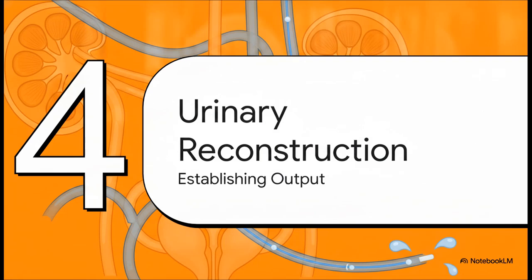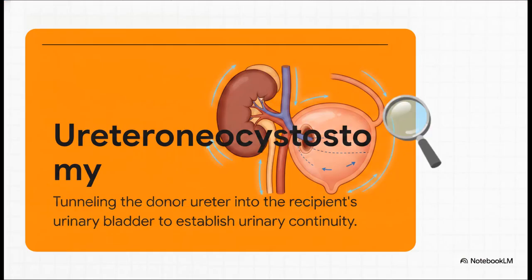All right, let's move into Phase 3, urinary reconstruction, establishing output. To really grasp this phase, we need to demystify a pretty formidable-sounding clinical term, ureteroneocystostomy. It's a bit of a mouthful, but the concept is actually super straightforward. It just means establishing urinary continuity by tunneling the donor ureter, the tube carrying urine out of the kidney, directly into the recipient's urinary bladder. This is the crucial anatomical bridge that lets filtered waste safely leave the body.